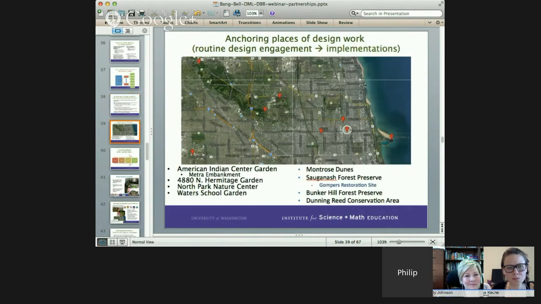So this is a view of all the different places. This particular project that I'm talking about was in Chicago. The little red flags are all the anchoring places where we would walk, get to know as designers and teachers and researchers, and they are also the places where we anchored all of our implementations and units.